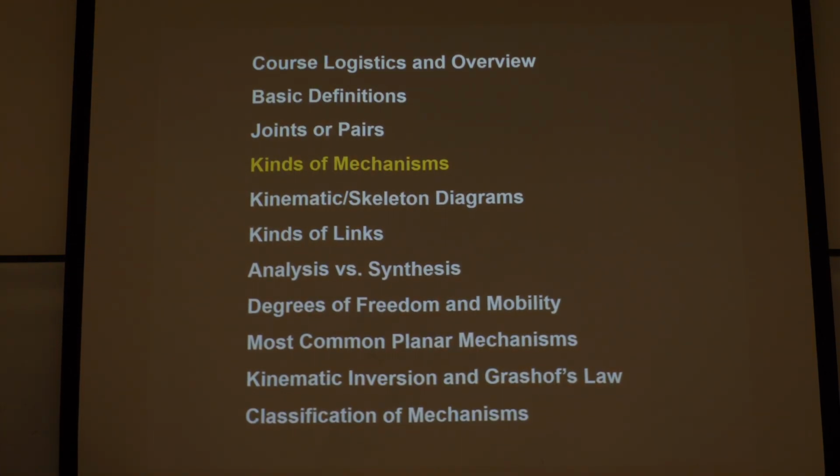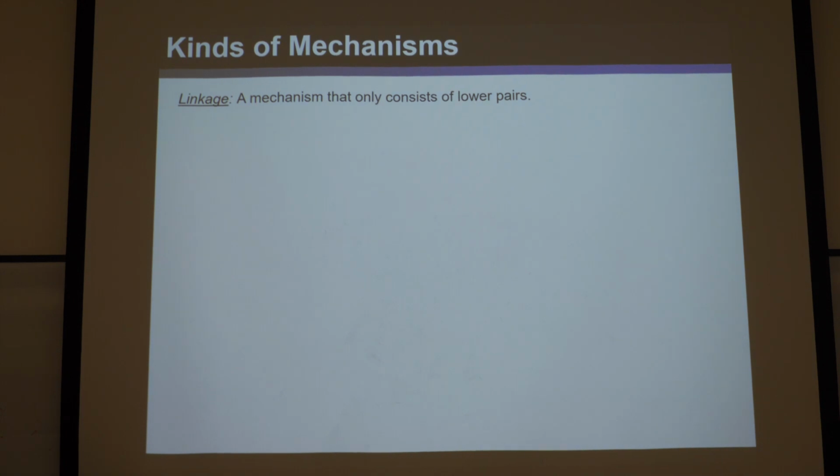Okay, so let's look at different kinds of mechanisms. Okay, let's get back to some more definitions here. So what is a linkage? Some people call links linkages, and that's totally wrong. So link is the rigid body. A linkage is a mechanism that only consists of lower pairs. So it has all the conditions of the definition of a mechanism, but it is made of lower pairs. If there's a higher pair in it, it's not a linkage, but it could be a mechanism. I'll give a bunch of examples later and ask you whether it's a mechanism or linkage. But by the way, of course, all linkages are mechanisms, but not all mechanisms are linkages.